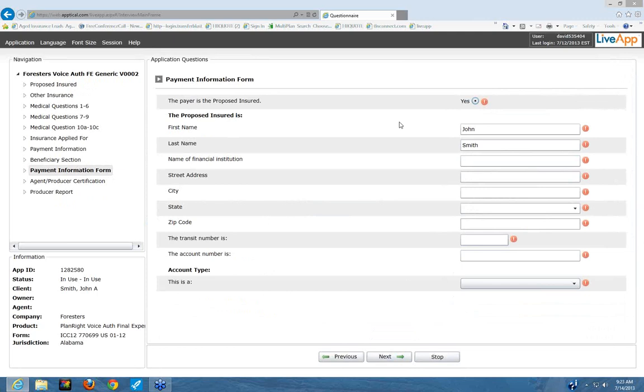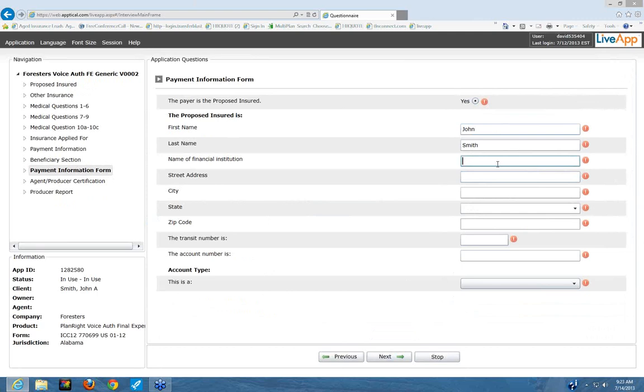American Memorial allows Santa Claus to be the payor. They don't care. But for some reason, Foresters requires the insured be the payor. Okay? All right, so again, he is the payor. Now, this is where I'm going to go into a little presentation part of it that I go into.